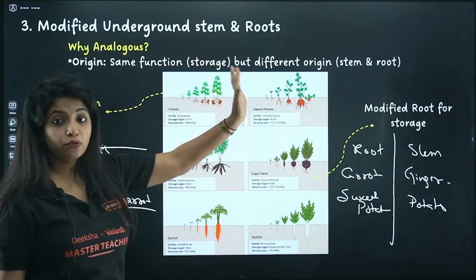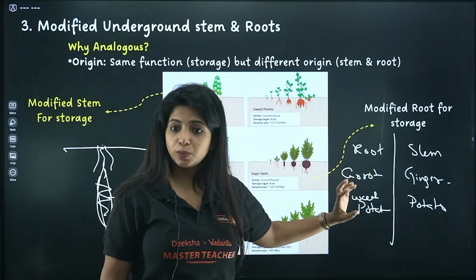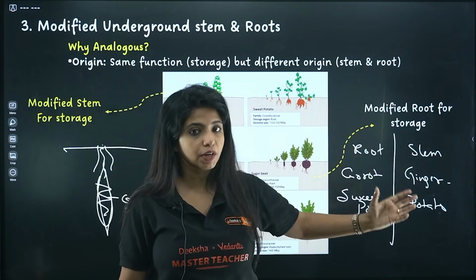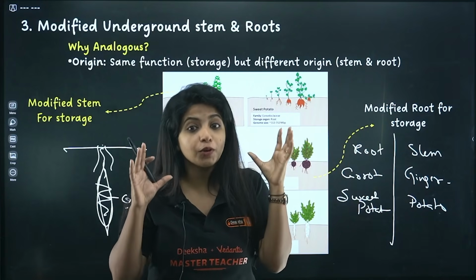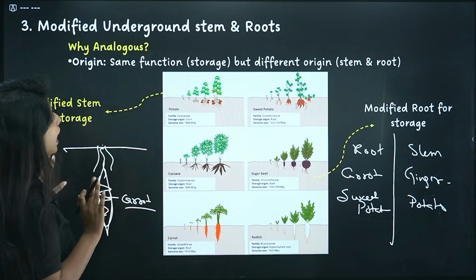Modified underground stem and root, here you would have to remember the name. The modified root which is there is carrot and sweet potato. Modified stem which is there is ginger and potato. Both of them are basically going to store things. But do they have the same origin? No. That is why they are analogous.